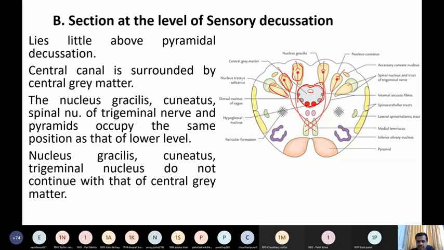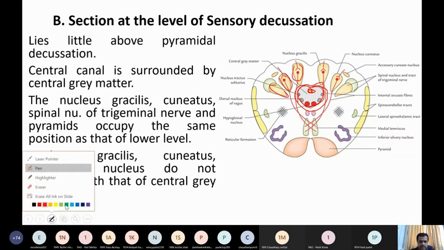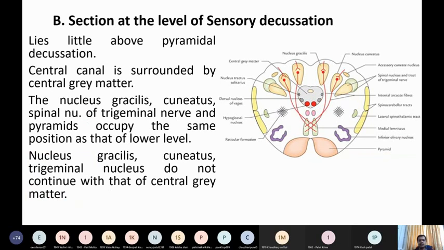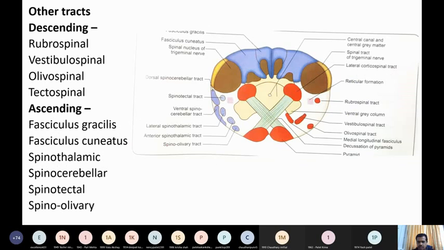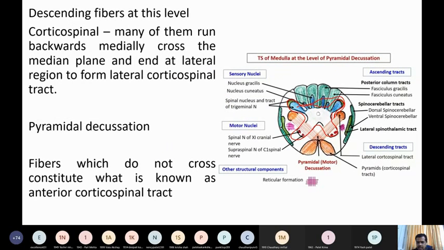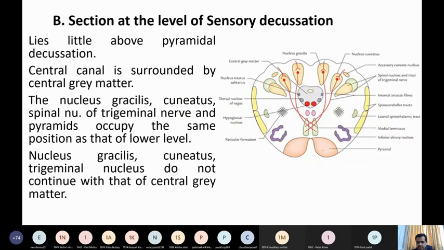The central canal is still persistent here. It is present in the center, surrounded by the central gray matter. And very importantly, the nucleus gracilis, nucleus cuneatus, spinal nucleus of the trigeminal nerve, and pyramids occupy the same position as at the lower level. In the lower level we saw that the pyramids lie anteriorly on either side of the median plane, and a similar structure will be seen here also. The pyramids lie on either side of the median plane.